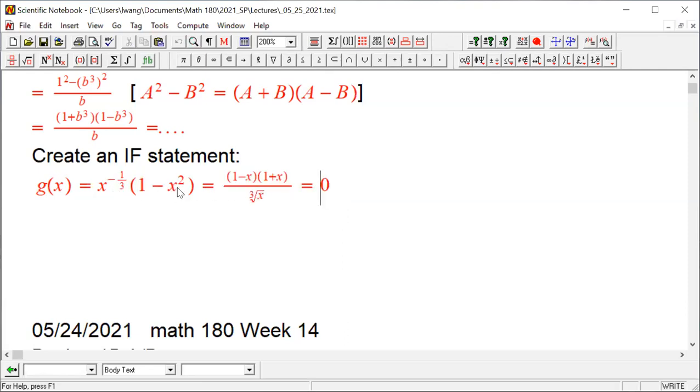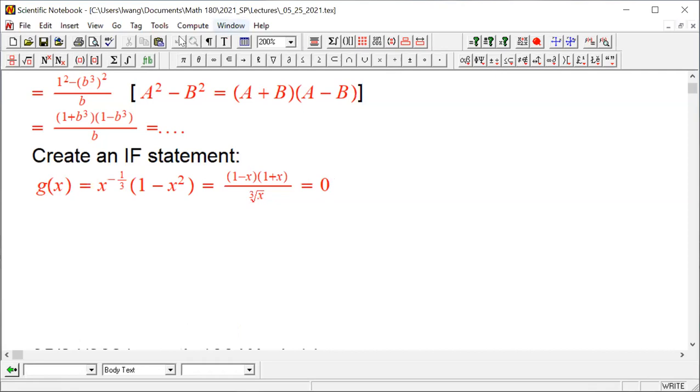But anyway, without further ado, let's create the if statement, and say if the denominator equals 0, what happened? The denominator cannot be 0. The denominator can never be 0, right? So this is in the place of the denominator. So what must be 0? Well, this has to be 0, right?